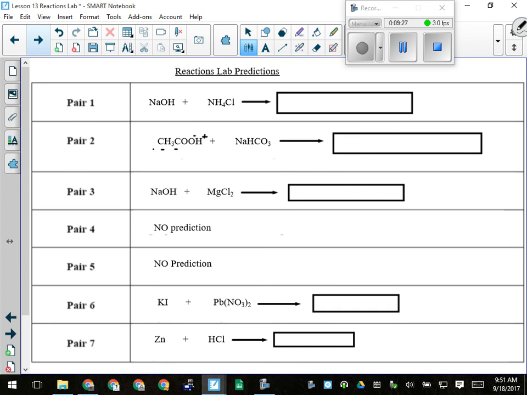Now, 2 of these reactions are not going to work out the way we predict them, and there's no way for you to know that ahead of time. But we will talk about it when we come back from the lab tomorrow, and I'll actually write out the reaction as it occurs. But I would like to see you guys try to predict them.